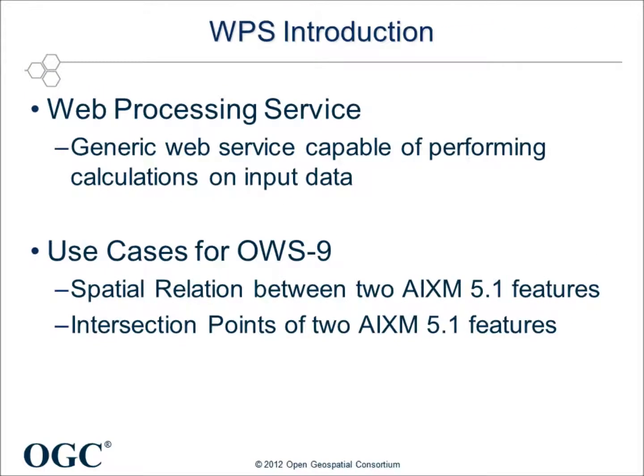A web processing service, or WPS for short, is an OGC standard that allows you to define a service to perform generic calculations on input data. The output of the calculations can be anything ranging from simple literal values to complex XML documents or even binary images. Specifically for OWS-9, we analyze two potential use cases.